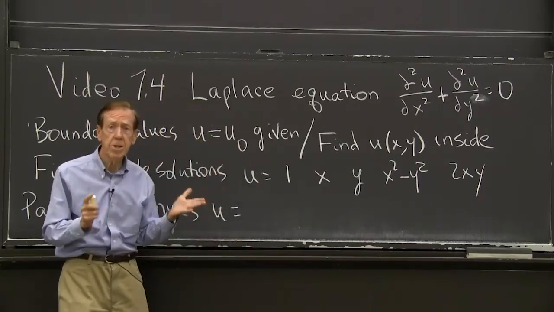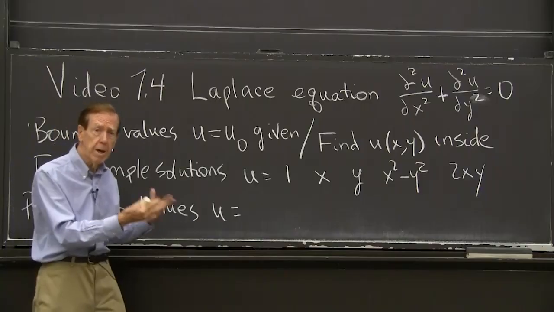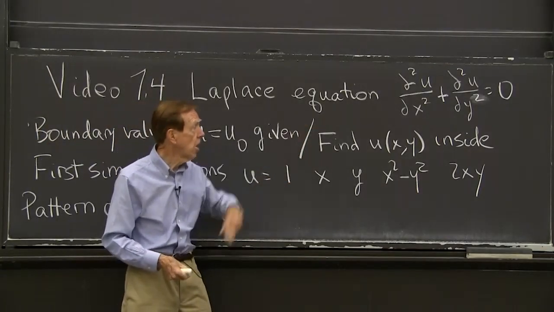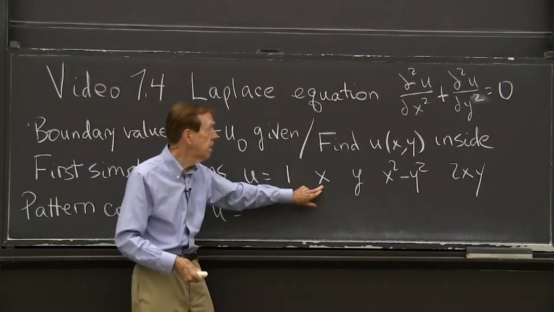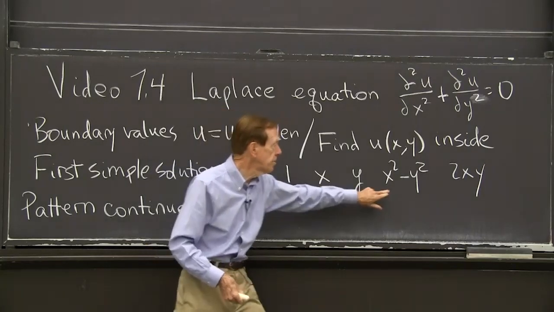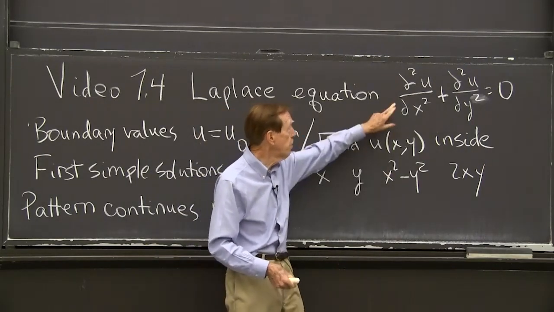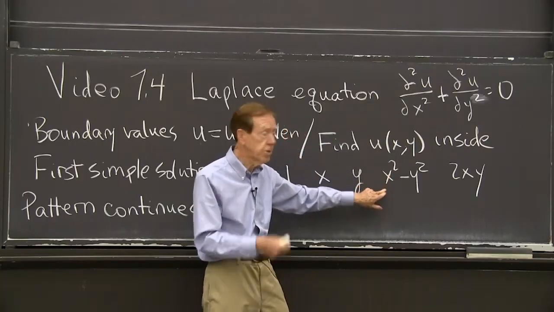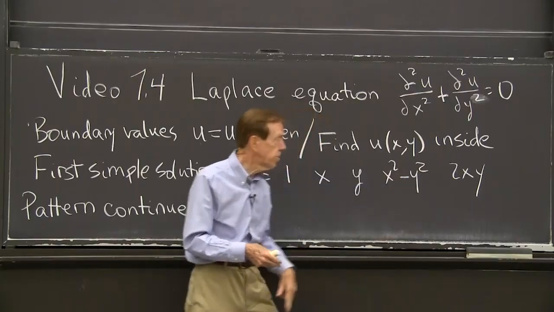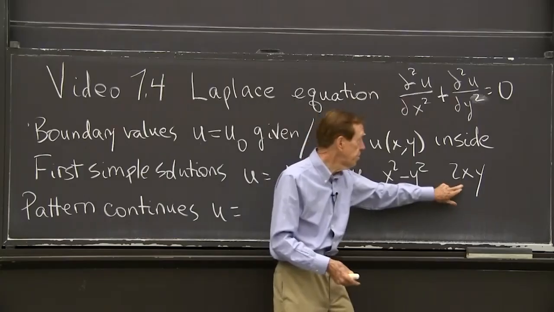So let's find some solutions. They might not match the boundary values, but we can use them. So u equal constant certainly solves the equation. U equal x. The second derivatives will be 0. U equal y. Here's a better one. x squared minus y squared. So the second derivative in the x direction is 2. The second derivative in the y direction is minus 2. So I have 2 minus 2. It solves the equation.